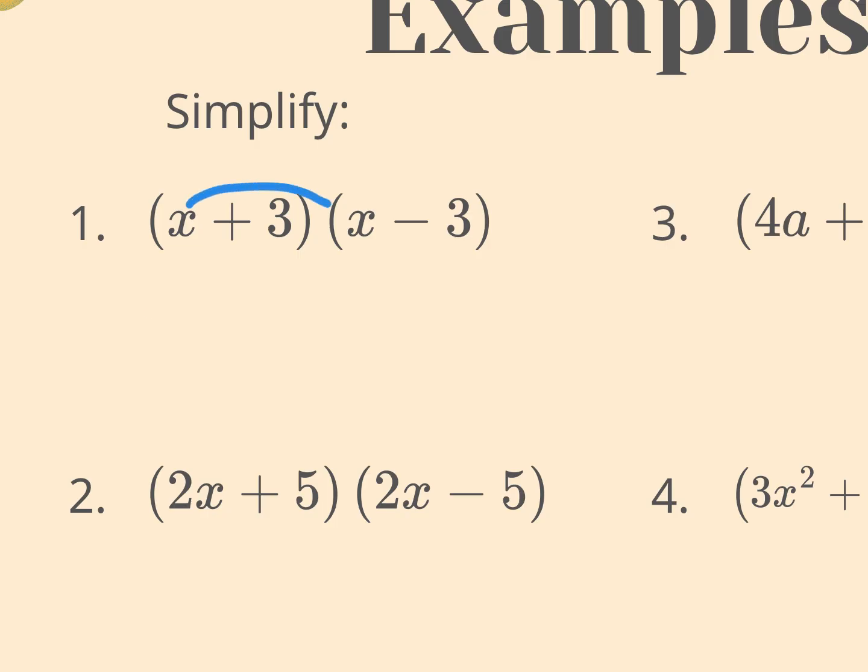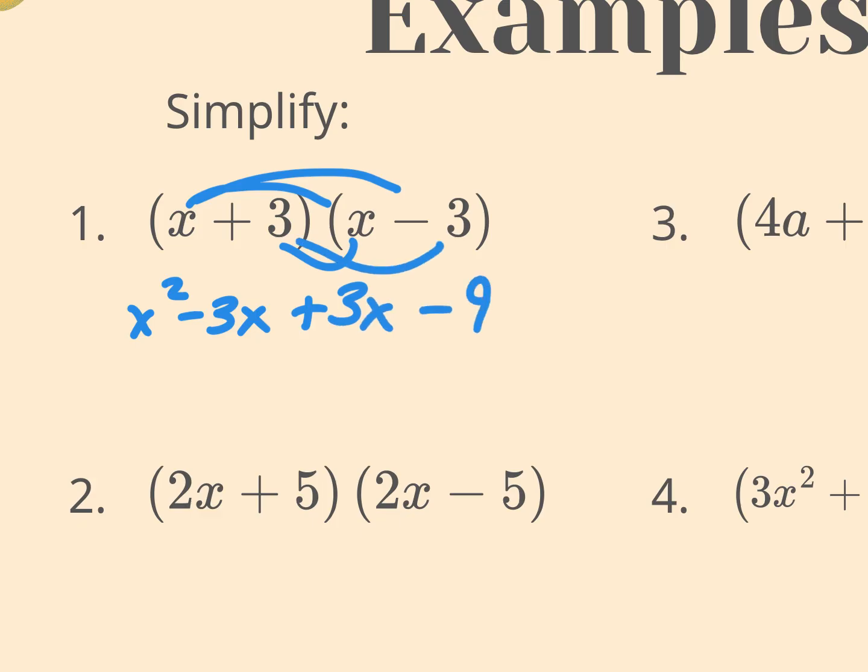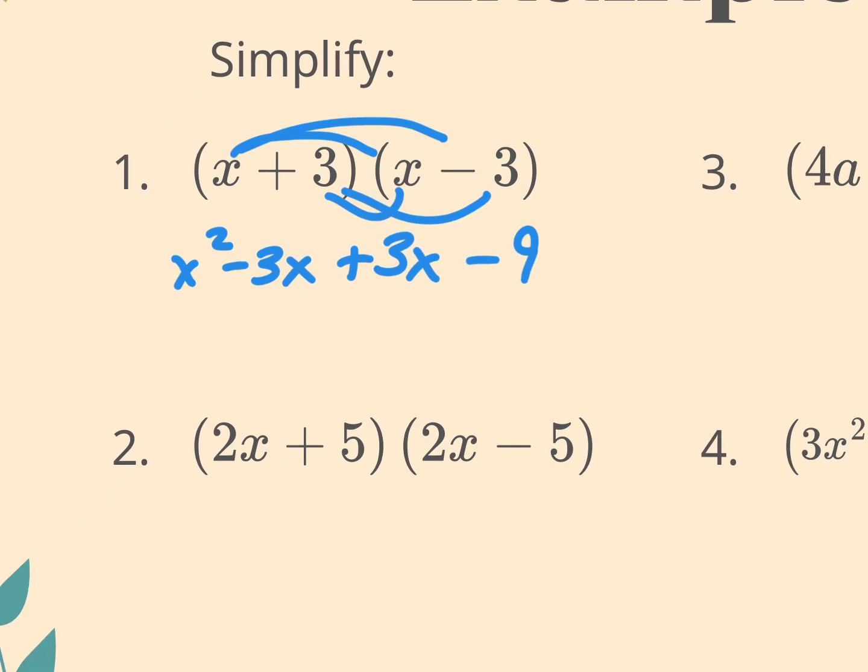What's x times x? x squared. What's x times negative 3? Negative 3x. What's 3 times x? Plus 3x. What's 3 times negative 3? Minus 9. What happens in the middle here with your positive and negative 3x? They cancel out, so it's just x squared minus 9. When you have two parentheses that have the same terms, the a and the b, the first and second, exact same, but the signs in the middle are different, that's what's going to happen. But again, if you don't recognize that, no big deal.